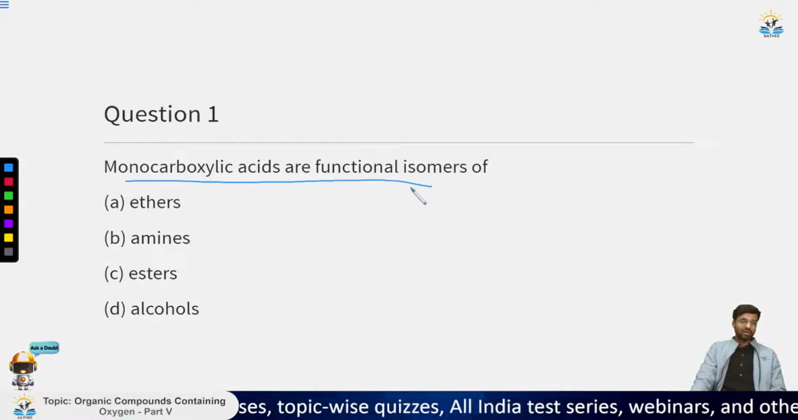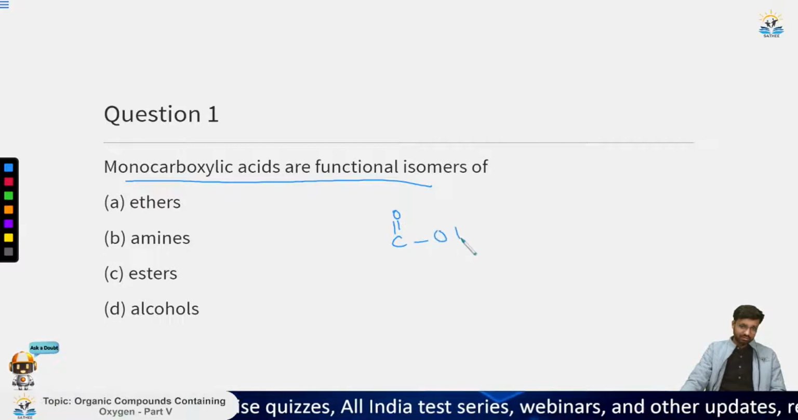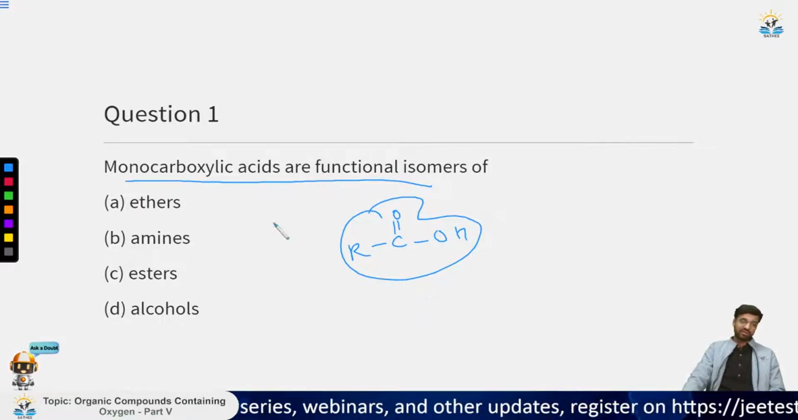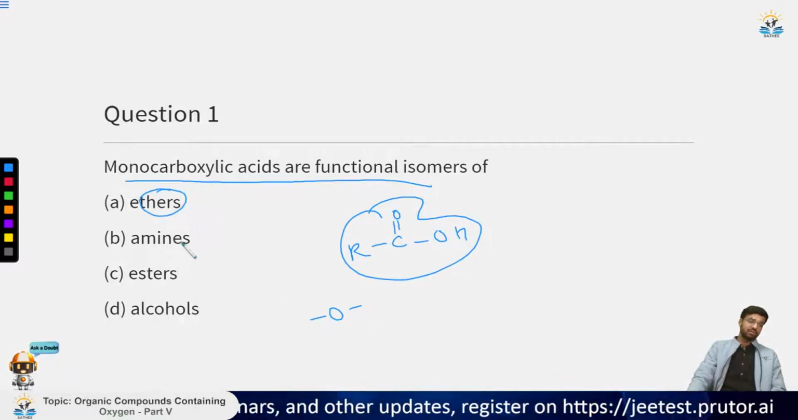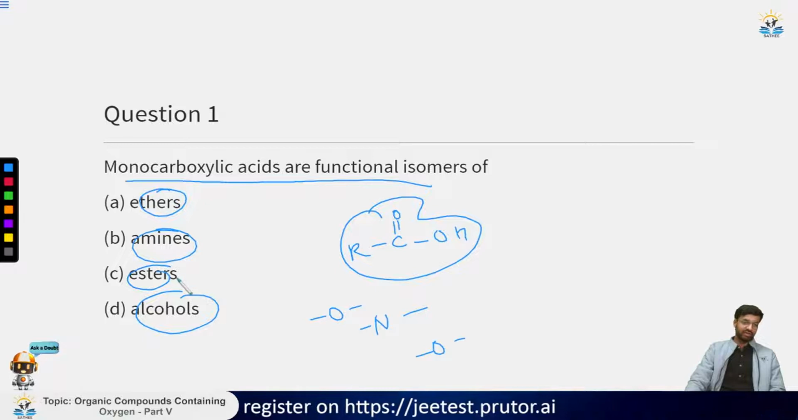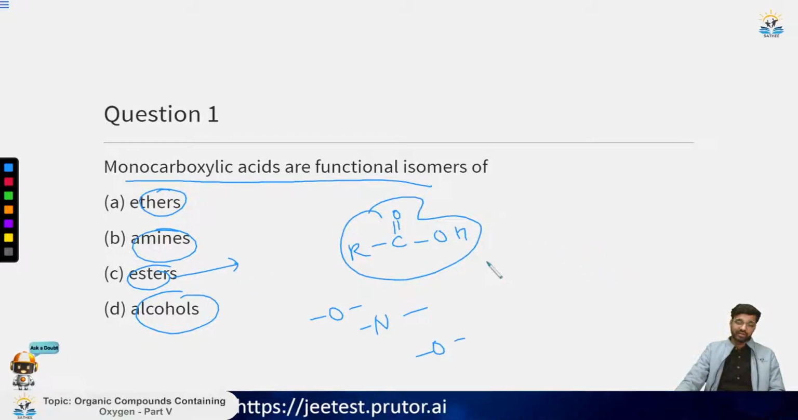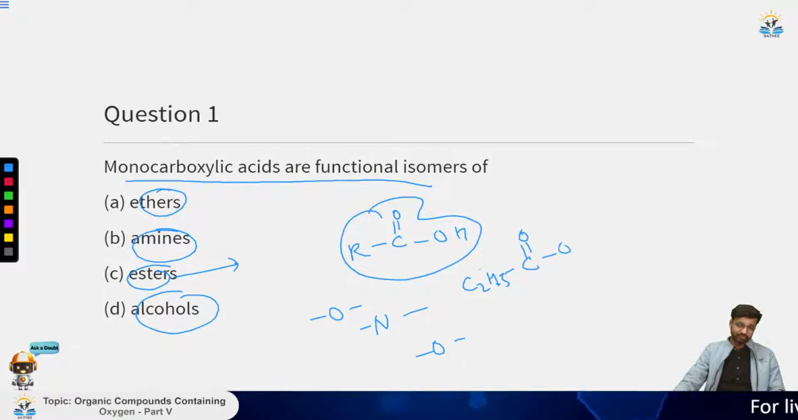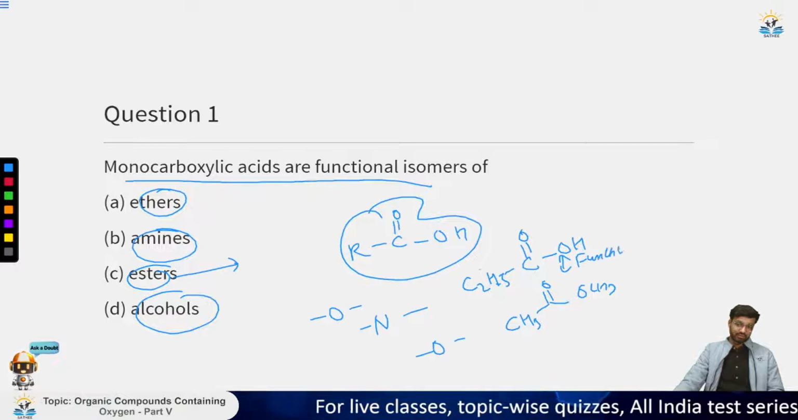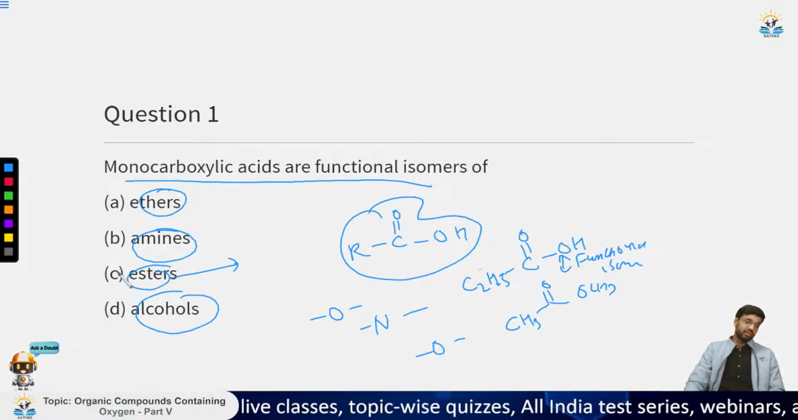Monocarboxylic acids are functional isomers of what? So this is the monocarboxylic acid, and it is asked, it is a functional isomer of what? Ether cannot be the case because ether has only one oxygen. Amines cannot be the case because they have nitrogen. Alcohol cannot be the case because it has only one oxygen. Ester can be the case. If you look at the structure, suppose we take a carboxylic acid like this, you can convert it into an ester by breaking the bond and attaching CH3. So they are both functional isomers. So this is the correct answer, ester.